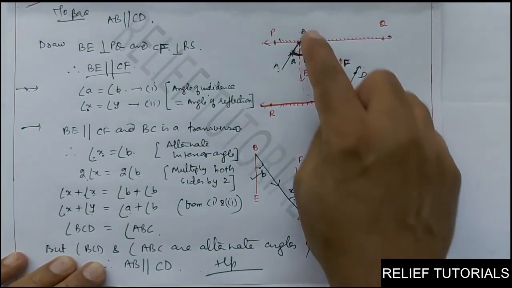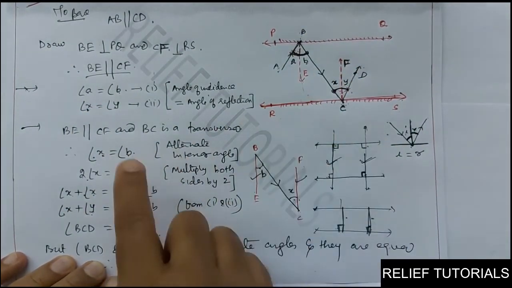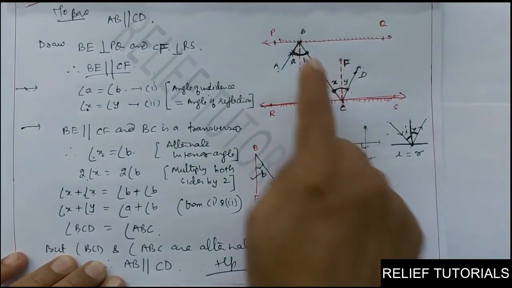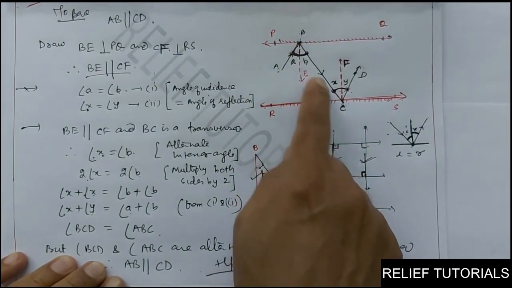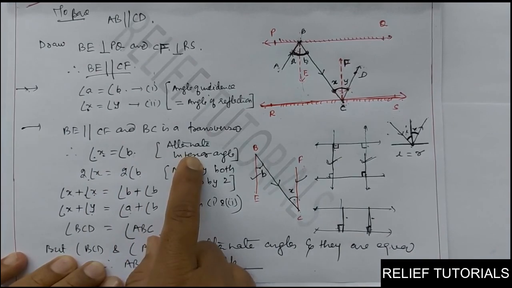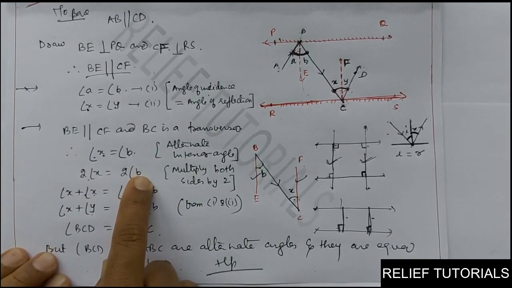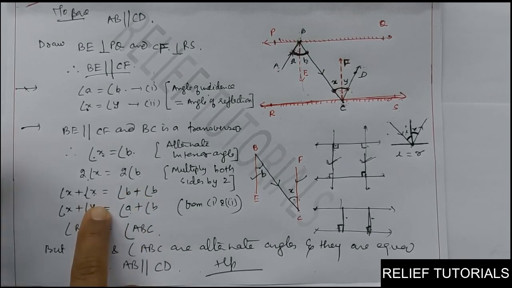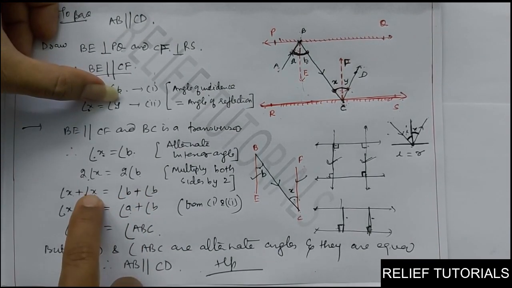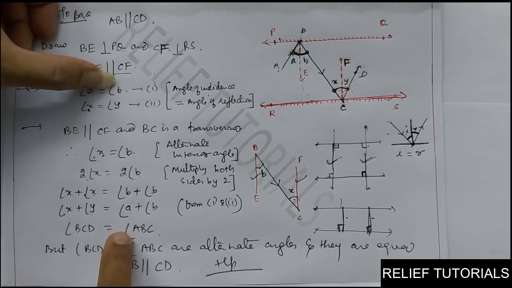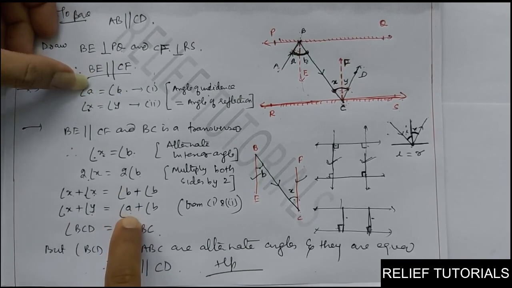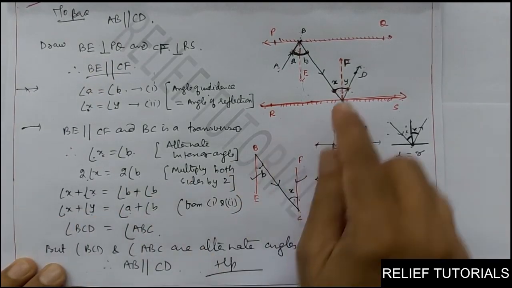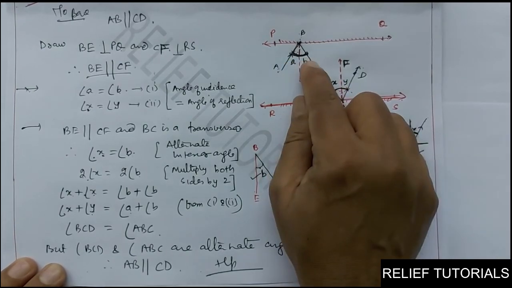We have proved that these two lines are parallel. Okay, so BE is parallel to CF and BC is a transversal, so B is equal to X, alternate angles. Now multiply both sides by 2, so angle X plus angle X is equal to angle B plus angle B. Now angle X is equal to angle Y, so in place of X I have written Y, angle B is equal to angle A, so in place of B I have written A. So angle X plus Y is equal to A plus B.